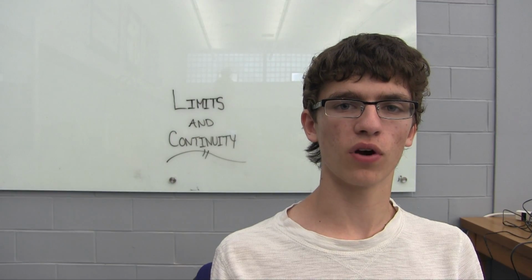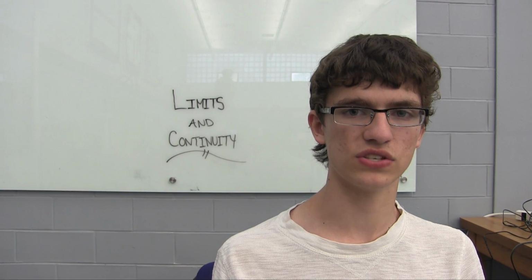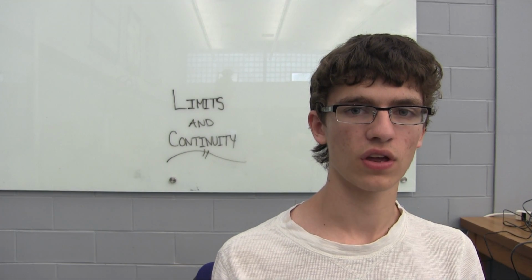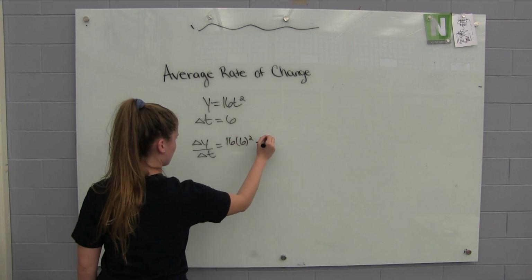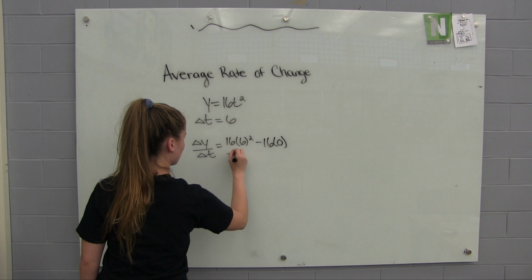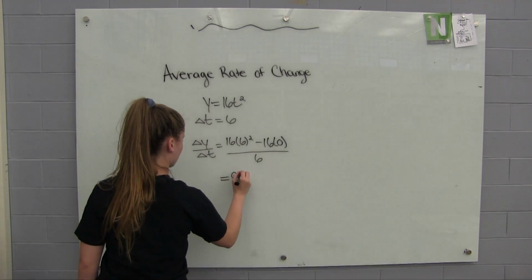In order to solve this problem, carry out a basic slope calculation. Your first x is 0, and your second x is 6. Plug these x values into the original function to obtain your y values. Once you have these, carry out the slope function. Your answer should be 96.